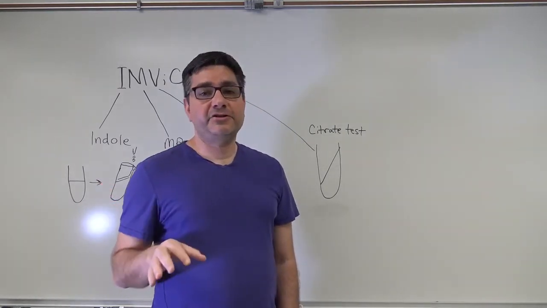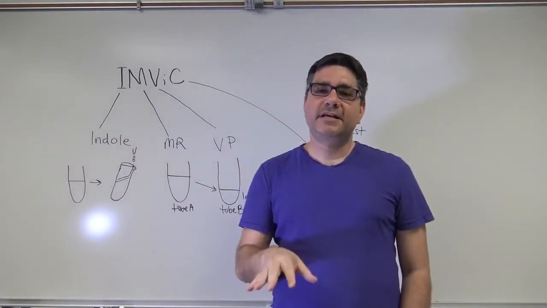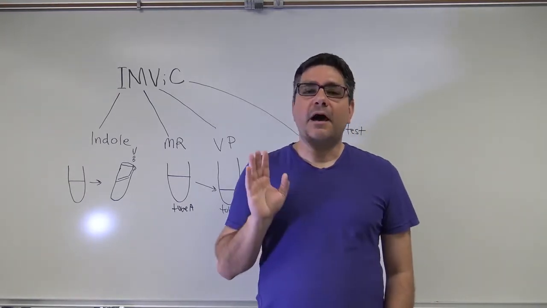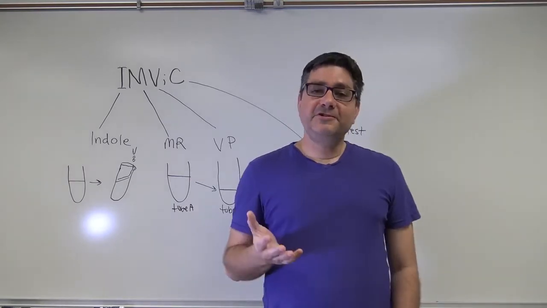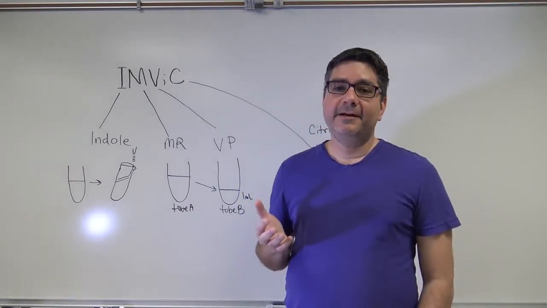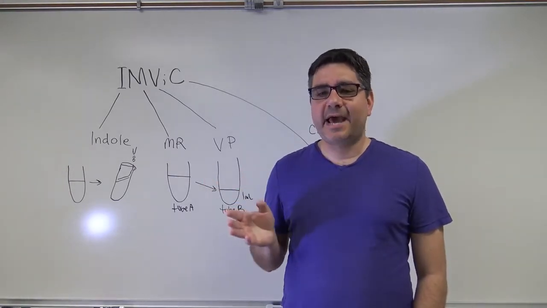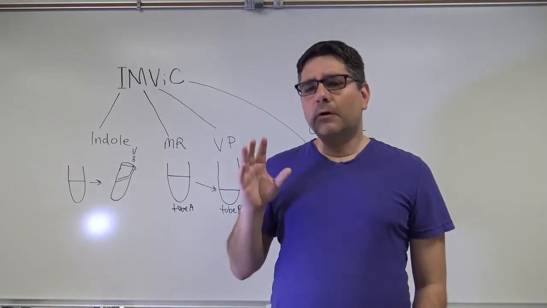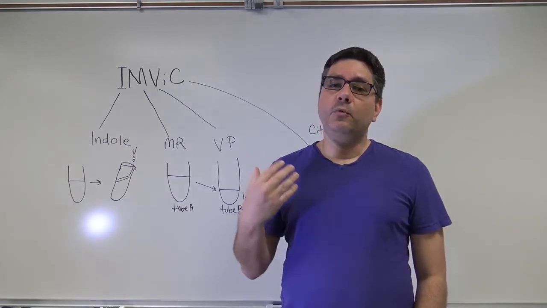That concludes our discussion of the IMViC series of tests. Let's now discuss the remaining two tests, these being the hydrogen sulfide test and the catalase test. The hydrogen sulfide test can be prepared in two manners. The first is that you can prepare it only as a stab, or the second way is that you can slant the medium. There are more benefits to slanting the medium, which is why we use this method.